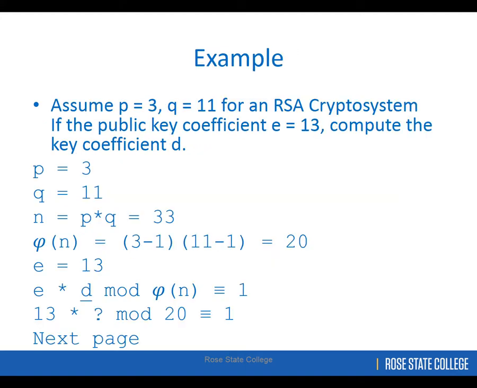Now, here's the test question. Assume P is 3, Q is 11. This is exactly what the test question will look like. I mean, this isn't the question, but this is what it'll look like. Assume P is 3, Q is 11 for the RSA crypto system. If the public key coefficient E is 13, compute the coefficient D. Well, we have P and Q, so we can calculate N. We get 33. We can calculate the totient of N, which is 20. I give you E, so we need to come up with something. So E times something mod totient of N will equal 1. So what is that? This is so easy.